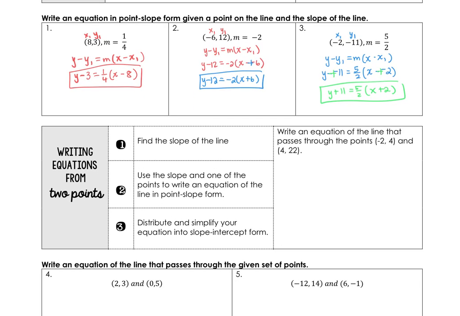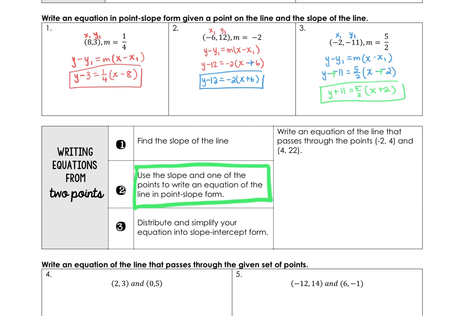All right, then let's move on and talk about how we can use this now to write an equation from 2 points. This is what I mean that this step is the only new step. Step number 1, finding the slope, that's a review. And then step number 3, when we're going to simplify back into slope-intercept, that's a review. So this really is the only new thing that we're doing here.